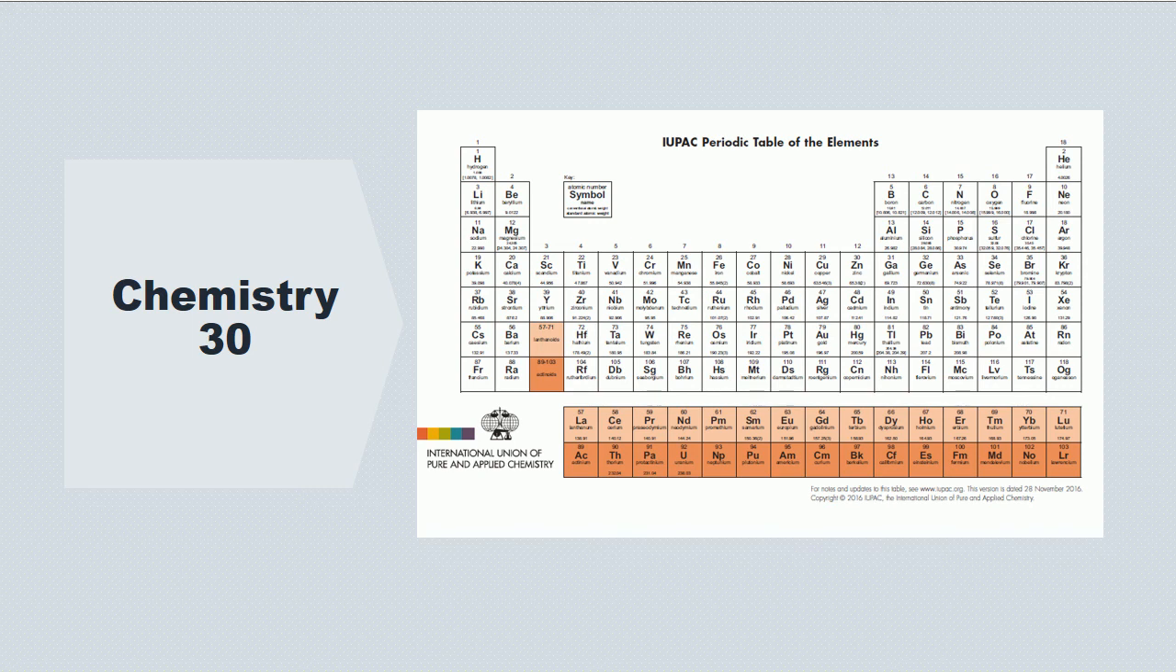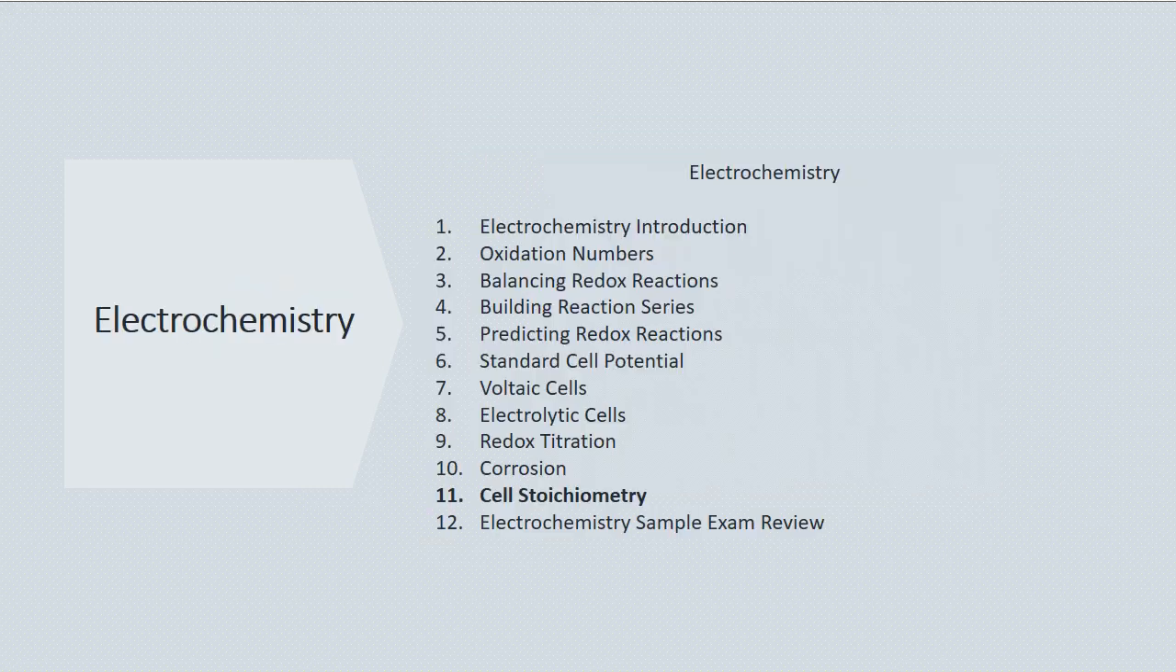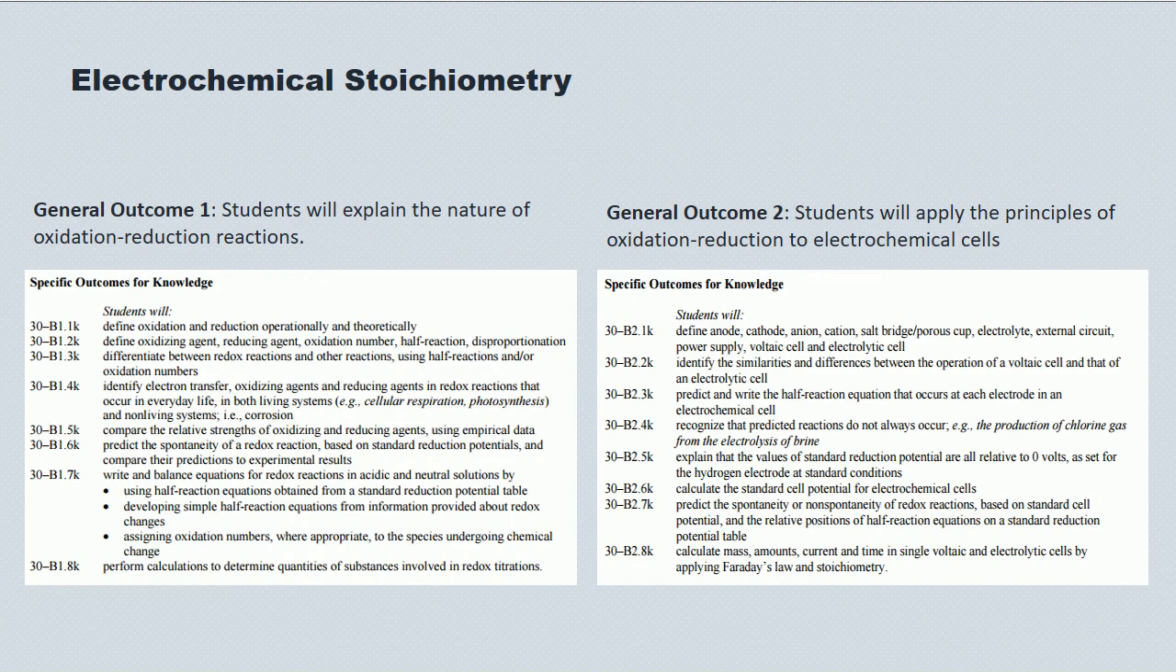Hello and welcome to Lecture 11 in Electrochemistry. Today we'll look at cell stoichiometry. Of course, these are the knowledge outcomes prescribed by Alberta Learning. They form the basis for the bulk of diploma exam questions that you'll see. Hopefully you've been tracking these knowledge outcomes as we've moved through the unit and you get a sense of how well you've mastered the material.